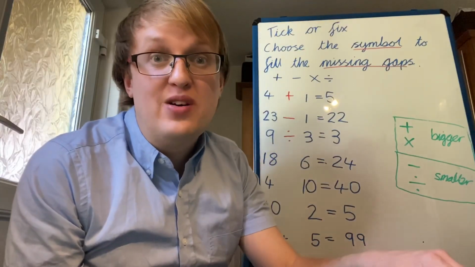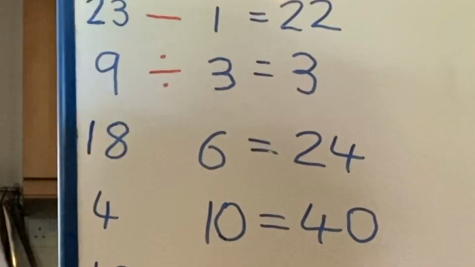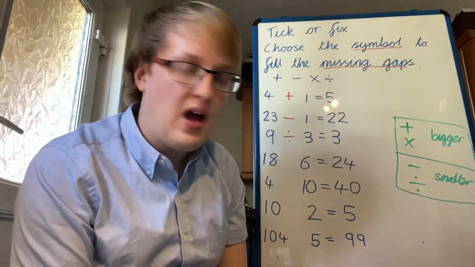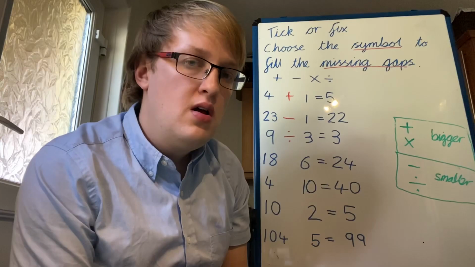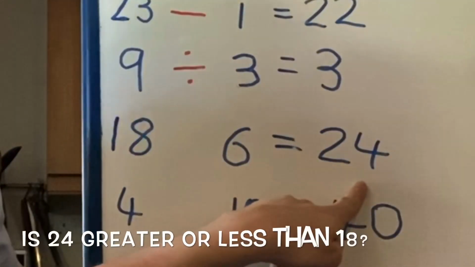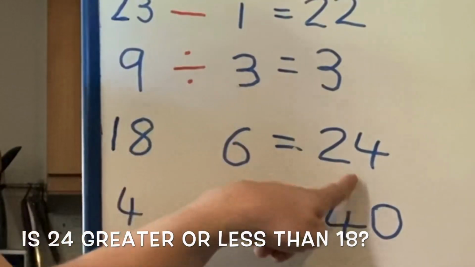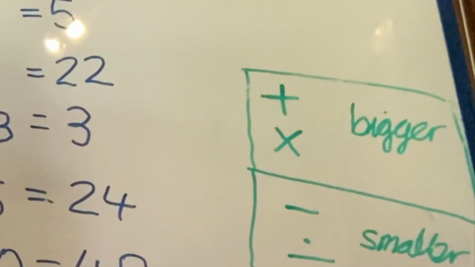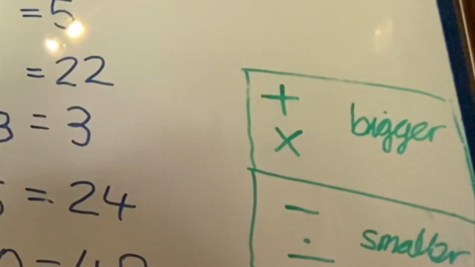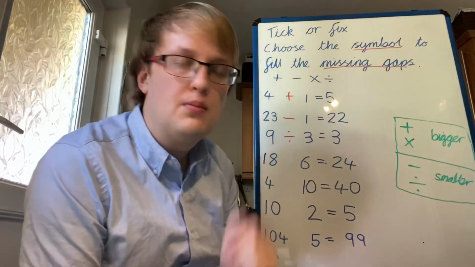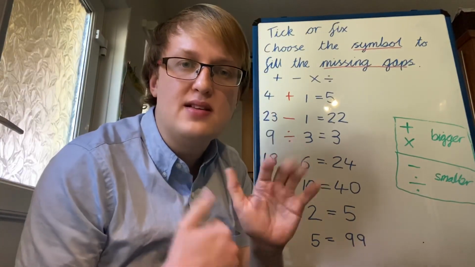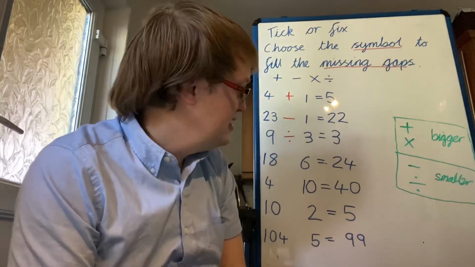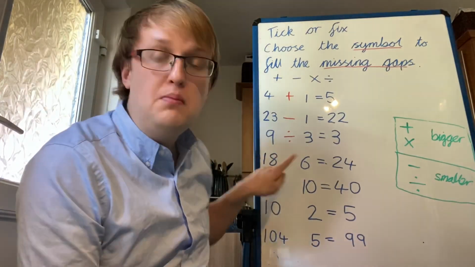Our next question, and we're starting to get a bit more difficult now. 18 something 6 equals 24. So I've looked at what we have. My next step is to decide if this answer is greater or less than this number. 24 is bigger than 18, isn't it? It's greater than 18. So that means this missing symbol must either be add or multiply. Let's have a go with add. Put 18 in your head and add on 6 spaces. 24. 18 add 6 is 24, so that means the answer must be add.